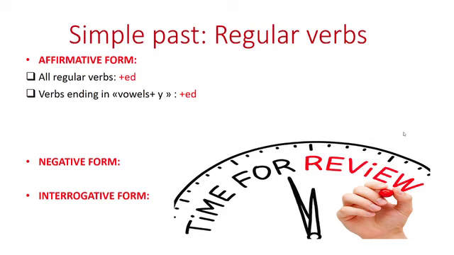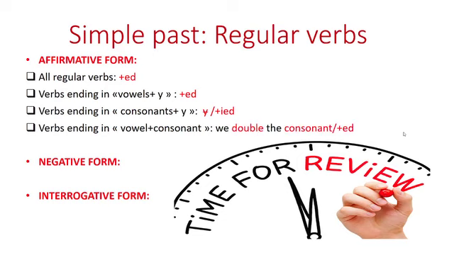Same rule. What are the next verbs? Yes, verbs ending in consonants plus y. Remember, we omit the y and then we add ied. Now the next are the verbs ending in a vowel plus consonant, like stop. You remember, stopped. We double the consonant and then we add ed. Last one, verbs ending in e, we just add d, like close, closed.